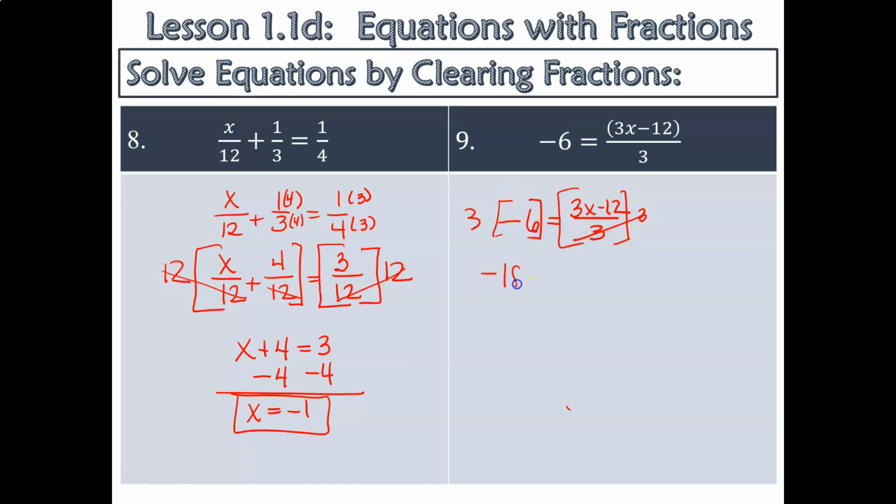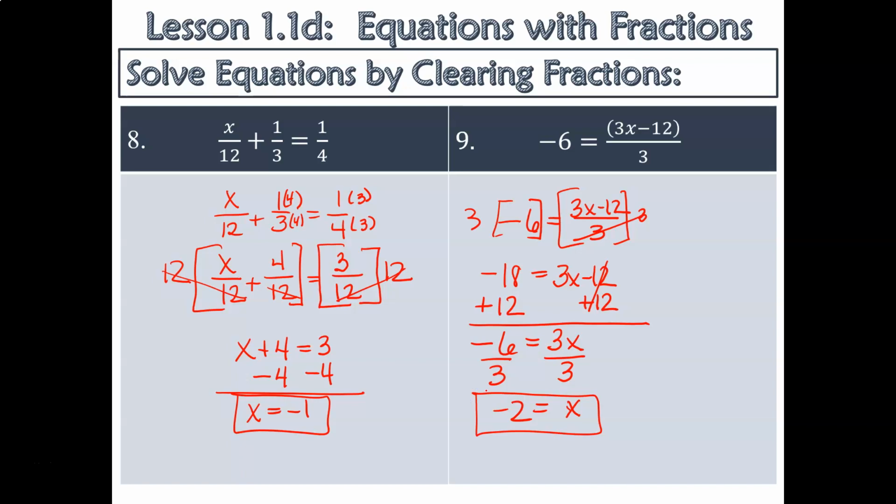So now I have negative 18, and these fractions canceled, so I'm left with 3x minus 12 over here. I'm going to undo that subtraction by adding 12 to each side. Canceled over here, and I'm left with negative 6 equals 3x. I'm going to divide each side by 3. X equals negative 2, because a negative divided by a positive is a negative.